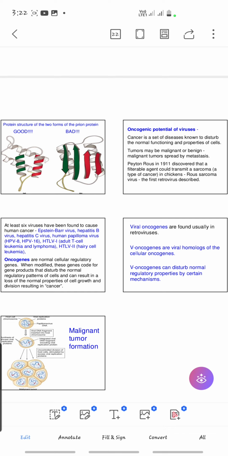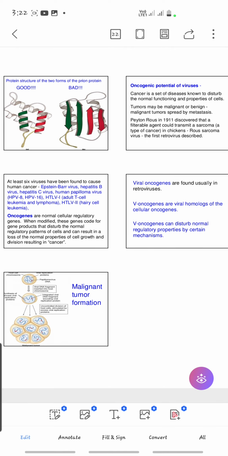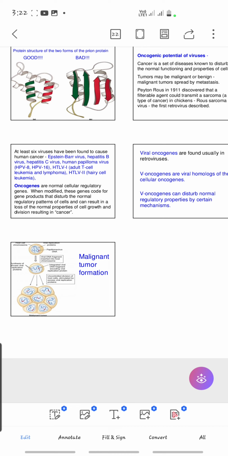These are the types of oncogenes. We have viral oncogenes, usually found in retroviruses. The v-oncogenes are viral homologs of cellular oncogenes, and they can disturb normal regulatory properties by certain mechanisms. So when we say oncogenic viruses, these are viruses that cause cancer. There are a lot of oncogenic viruses that can cause cancer.